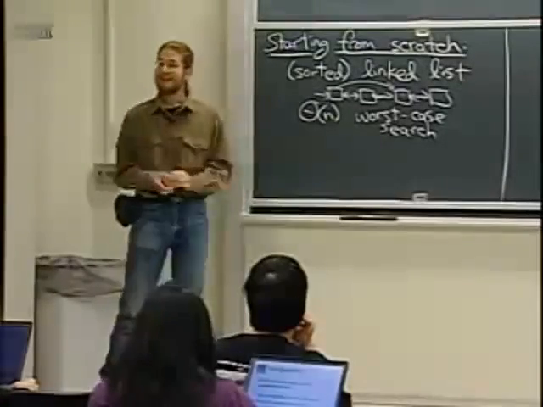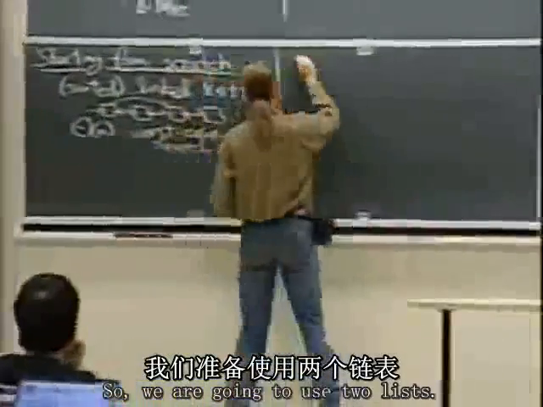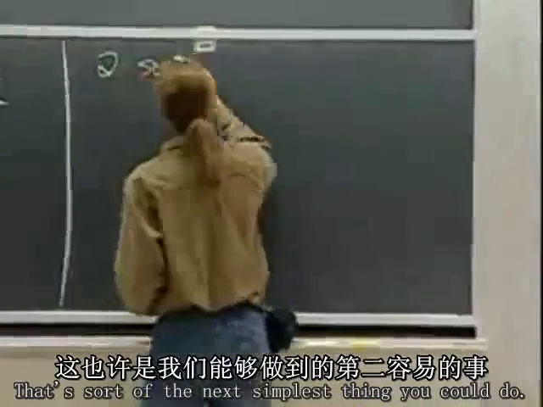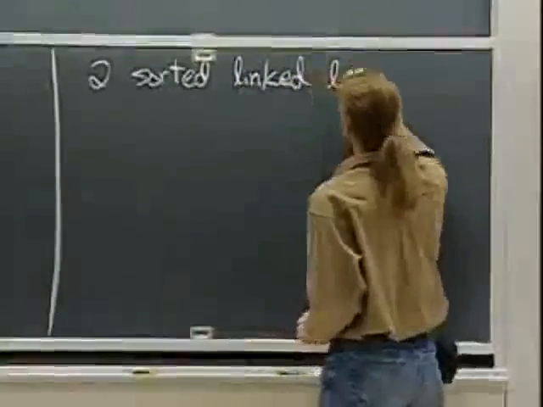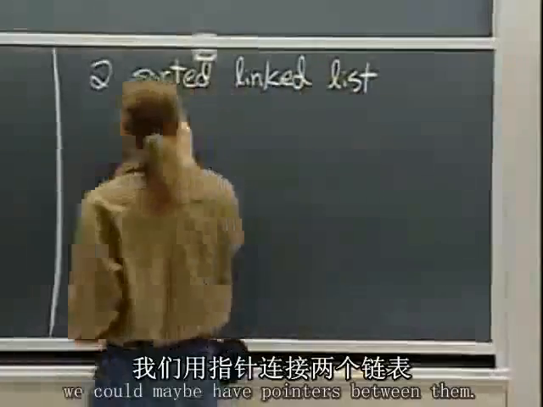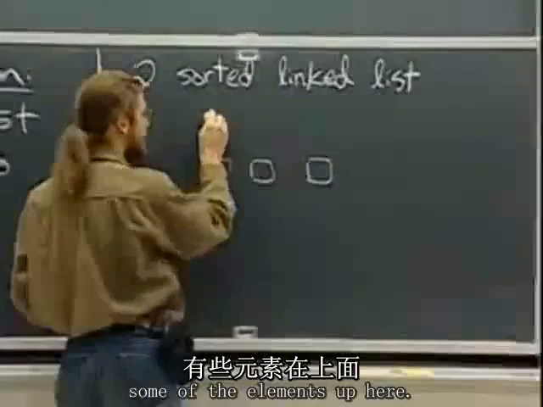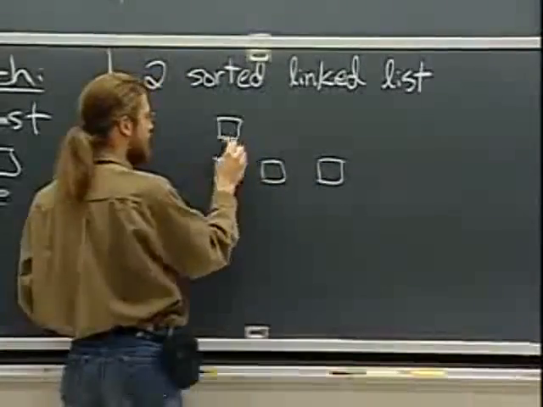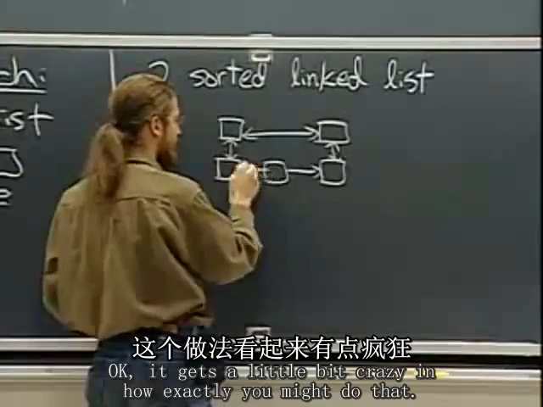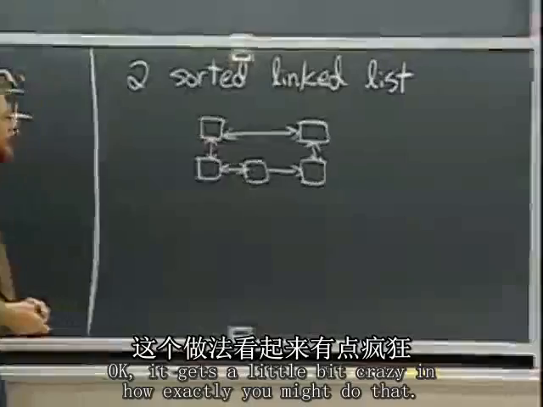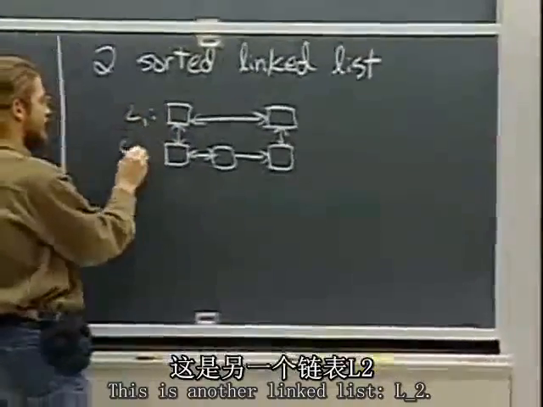Create another list, yes. Good. So we're going to use two lists. That's sort of the next simplest thing you could do. And as you suggested, we could maybe have pointers between them. So maybe we have some elements down here, some of the elements up here. We want to have pointers between the lists. It gets a little bit crazy in how exactly you might do that, but somehow this feels good. So this is one linked list, L1. This is another linked list, L2.